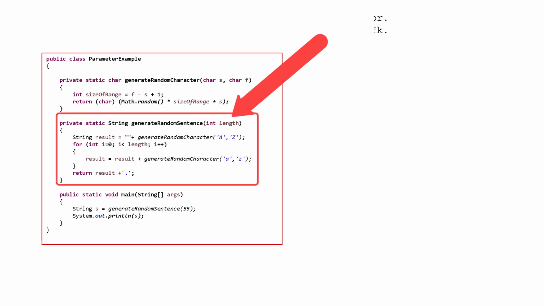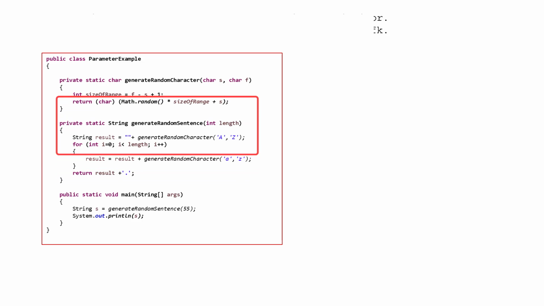And what it's doing is it's generating a random character between capital A and capital Z. And then however many times we told it to, it's generating a random character between lowercase a and lowercase z. It's concatenating all those things together, and then it's concatenating a period on the end. Okay. I think I better find generate random character.